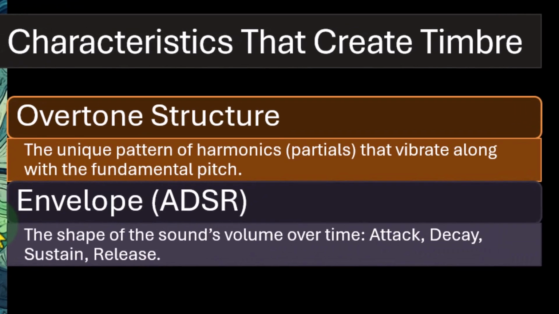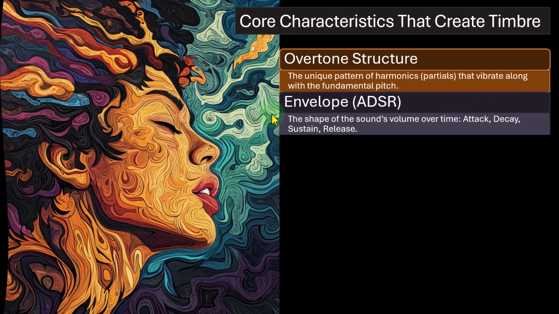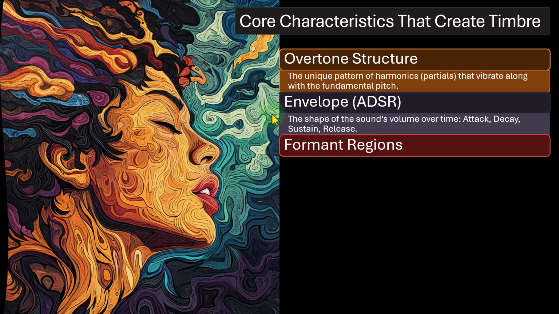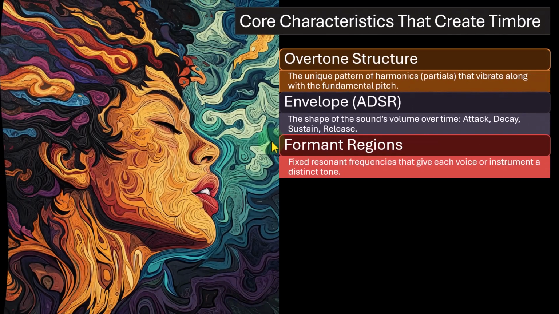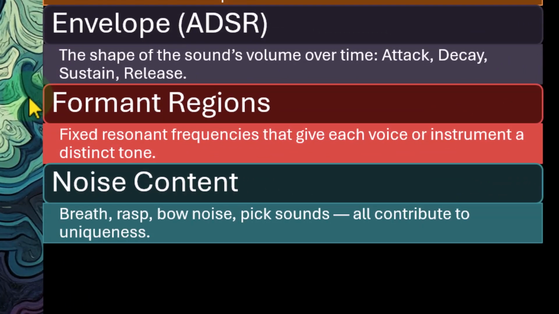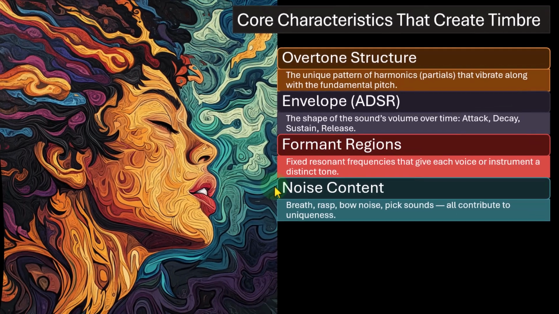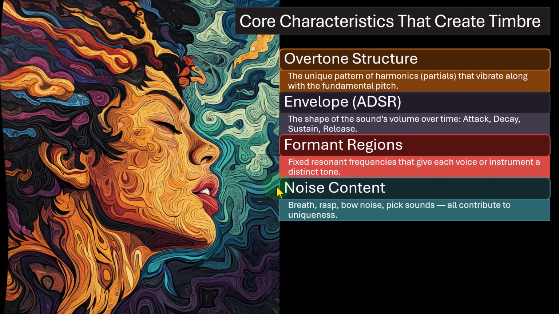That's going to be the fundamental pitch. So we've got the ADSR, which stands for the shape of the sound's volume over time. We'll get into the definitions of each of these in a second, but it includes the attack, decay, sustain, and release. We'll talk more about that shortly. Formant regions: fixed resonant frequencies that give each voice or instrument a distinct tone. So now when we're describing things, we can describe the region that gives the tone of an instrument or a voice. Obviously, when we talk about two different people, it's not necessarily just their volume and pitch that distinguishes different voices. It's these different resonances that are coming out as well.